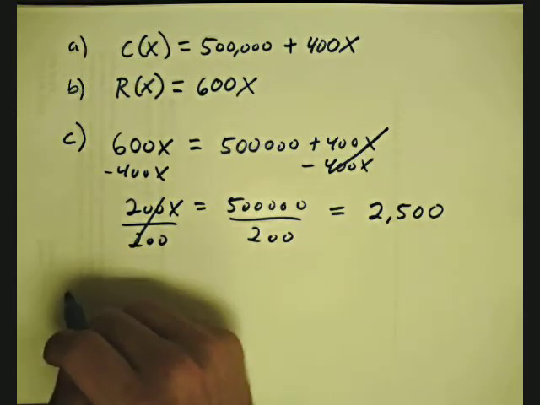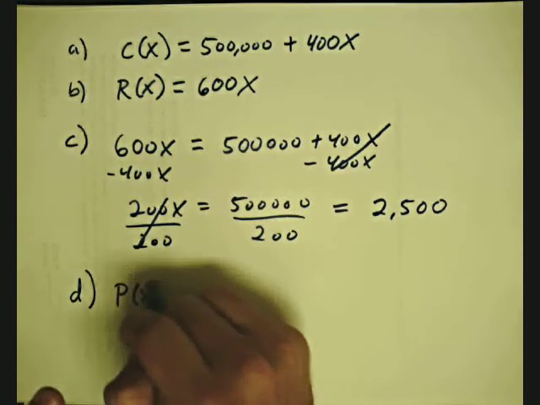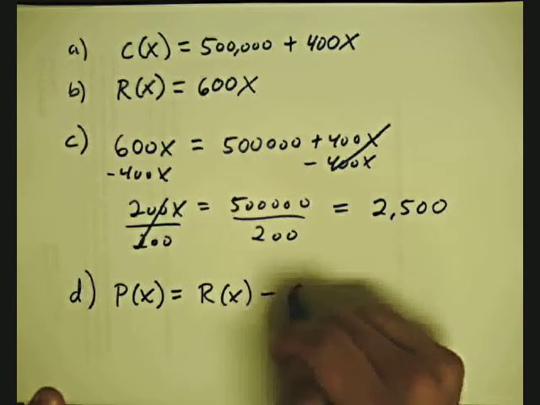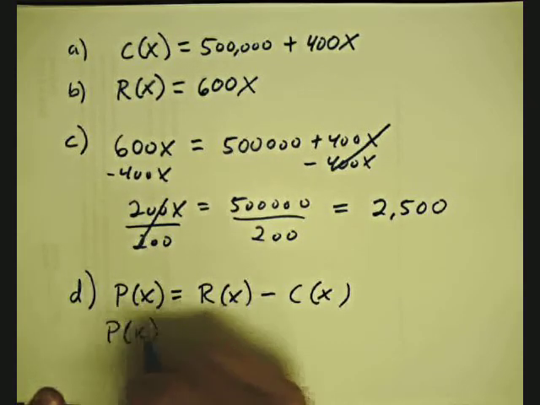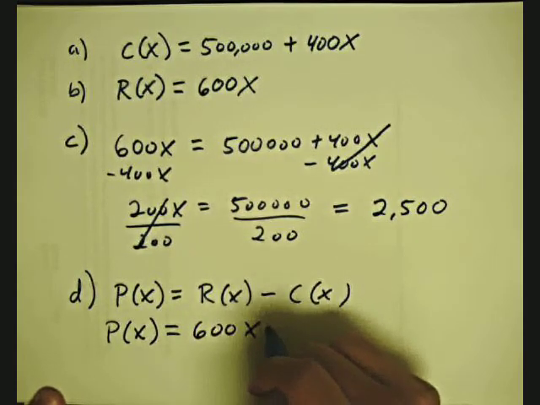Part D says to write the profit function for producing and selling X wheelchairs. Well, the profit function is found by taking your revenue and subtracting cost. And we already have functions for those. So take revenue, 600X, and subtract cost.